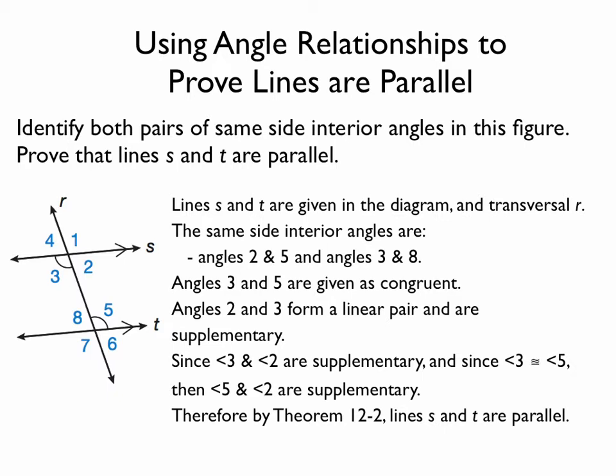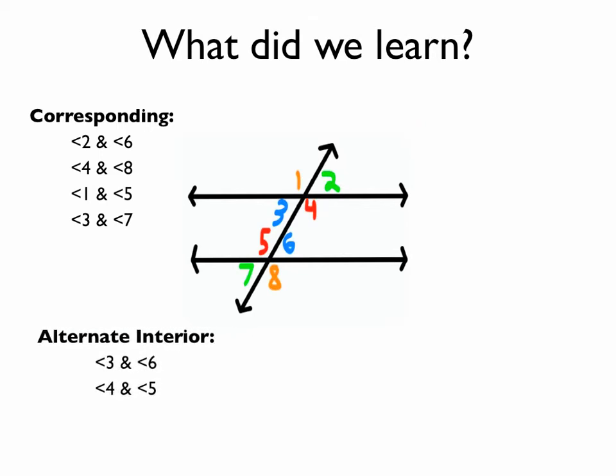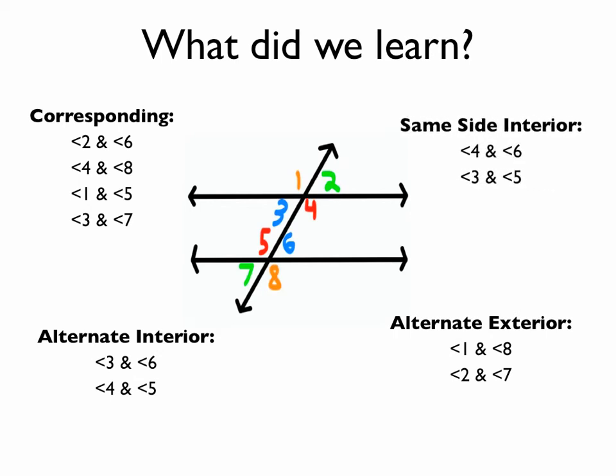Okay, so let's summarize what we've been talking about. Make sure that you can identify corresponding angles. Check the diagram, make sure you're in agreement. Make sure you can identify alternate interior and alternate exterior angles. And finally, where are the same side interior angles? Okay, so that's just strictly identifying special pairs of angles.